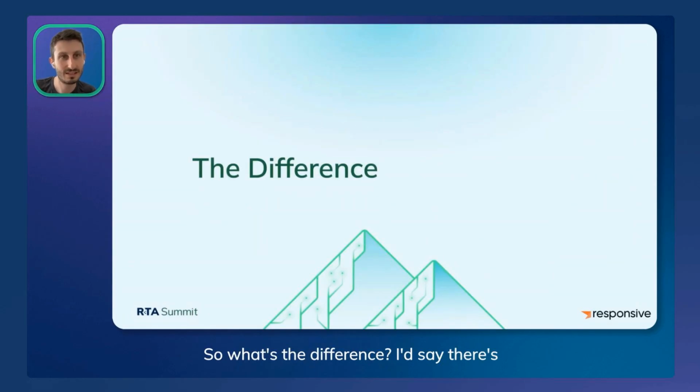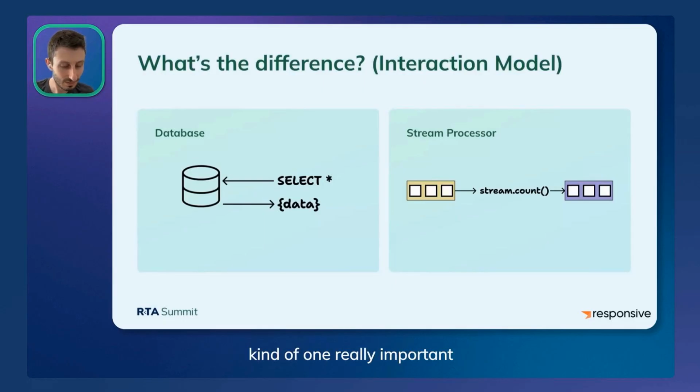So what's the difference? I'd say there's one really important takeaway, and that's the interaction model for a database and a stream processor. The way that I like to think about it is that you pull data from a database, whereas a stream processor gets data pushed to it. So the interactions look like what you see on this slide, where in a database, you issue some kind of query, you formulate what it is that you want to see, and then the database answers that question and returns the data to you.